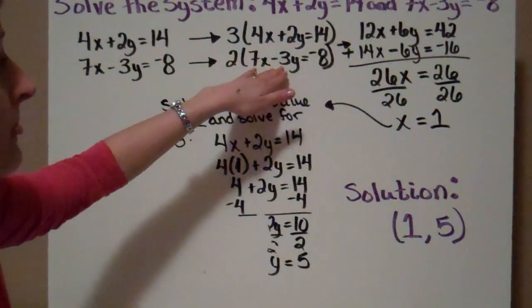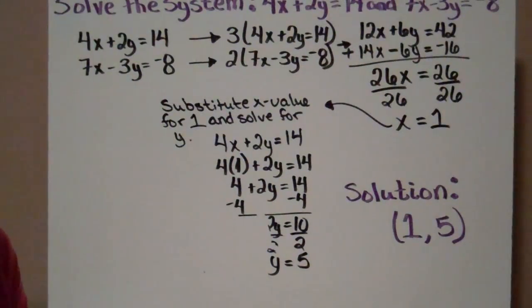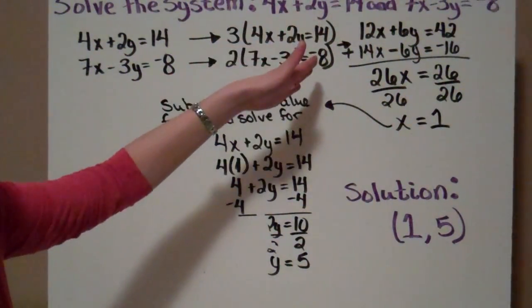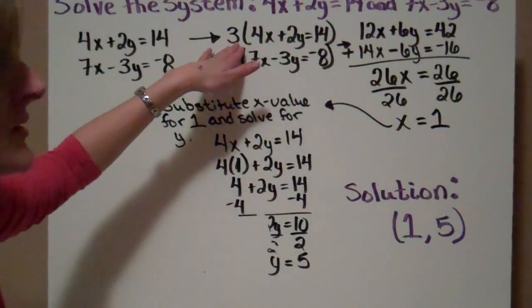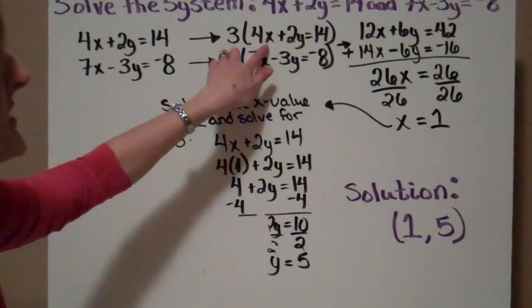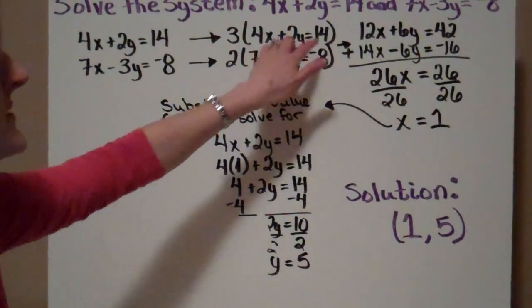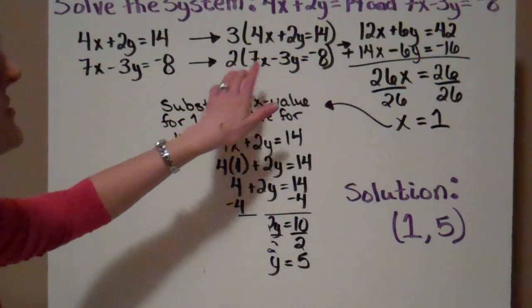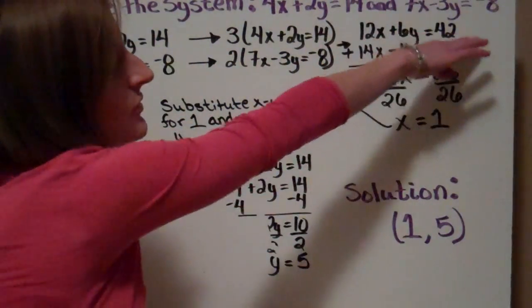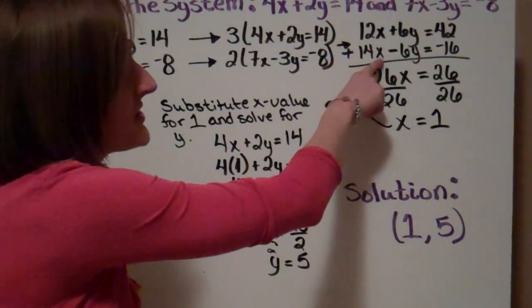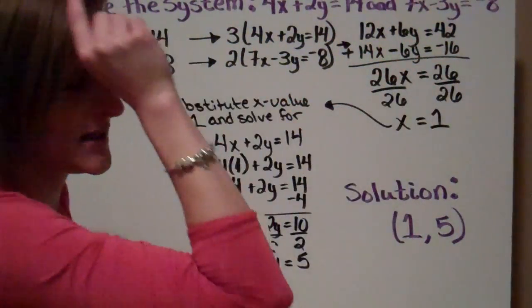So 2 and 3 have a common term of 6. They both go into 6. So what I'm going to do is the top equation, in order to add these two together for them to equal 0, the top one needs to be multiplied by 3, the bottom by 2. When I do that, remember I do 3 times 4x, 3 times 2y, 3 times 14. Then I do 2 times 7, 2 times negative 3y, 2 times negative 8. And this is what you come up with over here. 12x plus 6y equals 42. And 14x minus 6y equals negative 16.